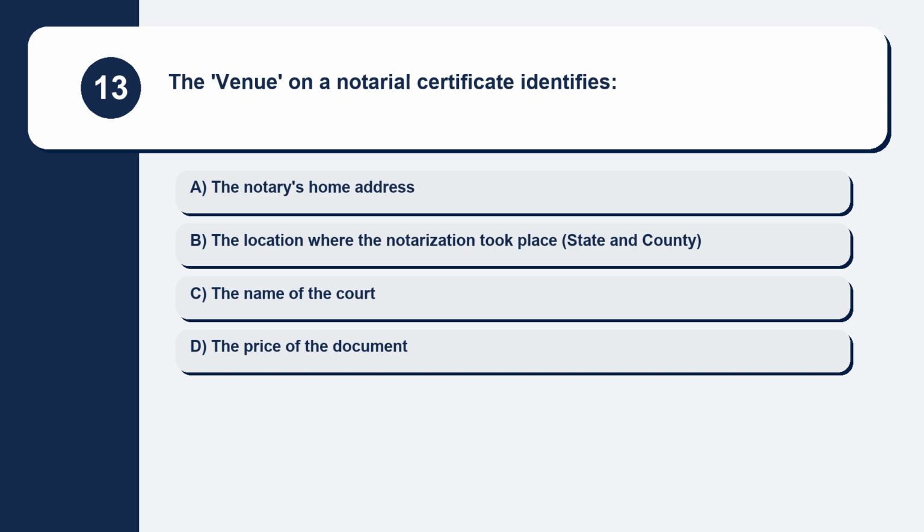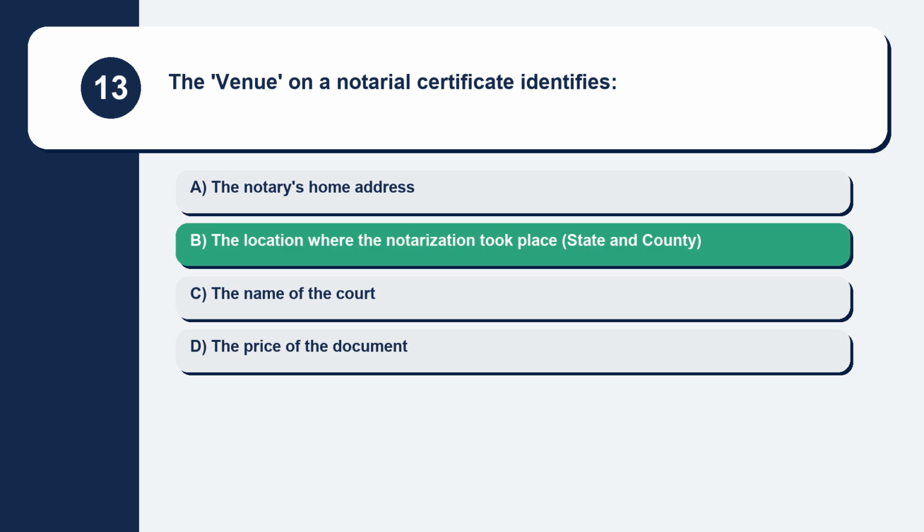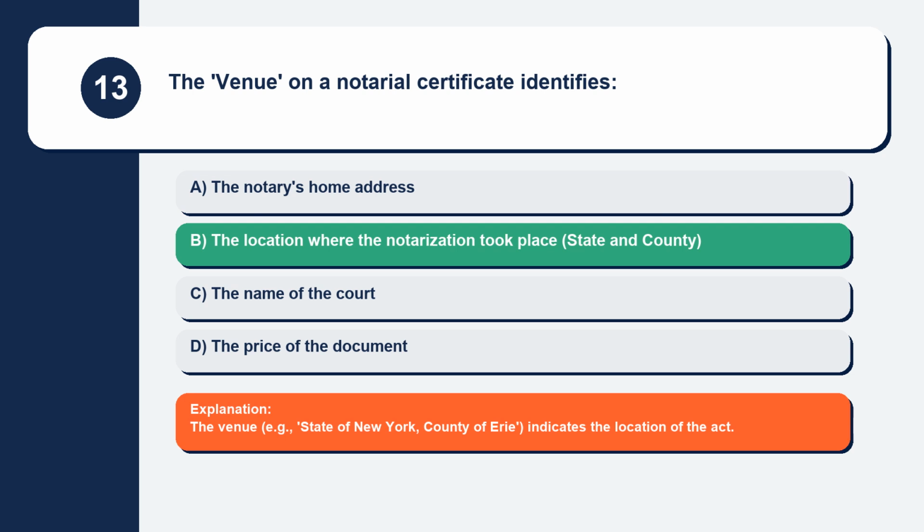Question 13. The venue on a notarial certificate identifies: the notary's home address, the location where the notarization took place, state and county, the name of the court, the price of the document. The venue, for example State of New York, County of Erie, indicates the location of the act.